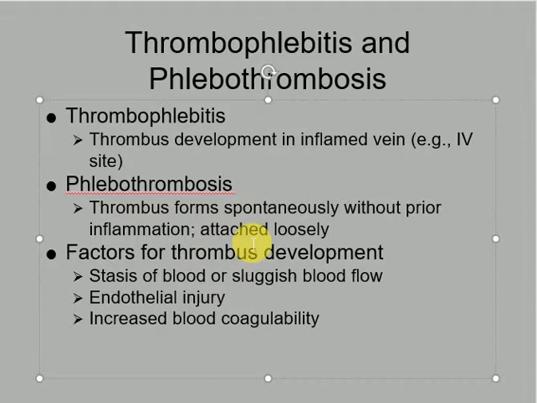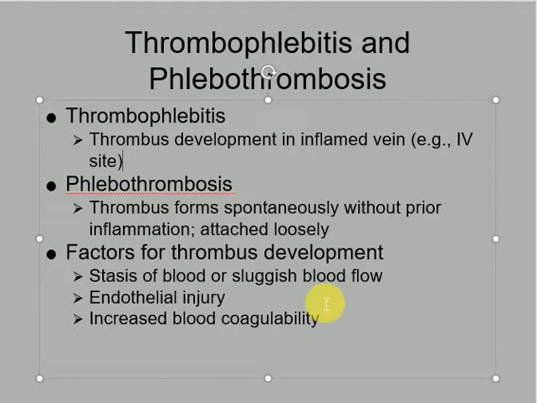While phlebothrombosis is different, because the thrombus forms before the inflammation. There are several factors that help the development of thrombus, including stasis of the blood, which I just talked about, like in varicose veins. The problem with varicose veins is the blood is located in dilated veins, stasis, it stays in there and doesn't move much. So anytime the blood is slowing down, not moving fast enough, this gives the platelets a chance to come together and make the thrombus.